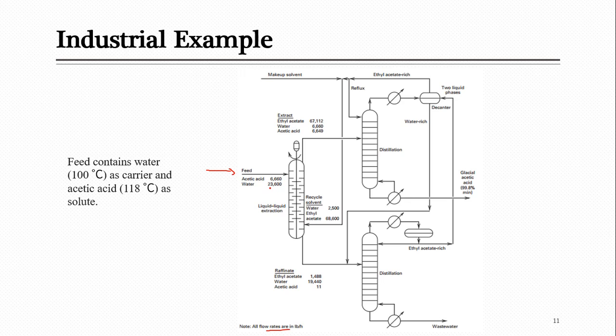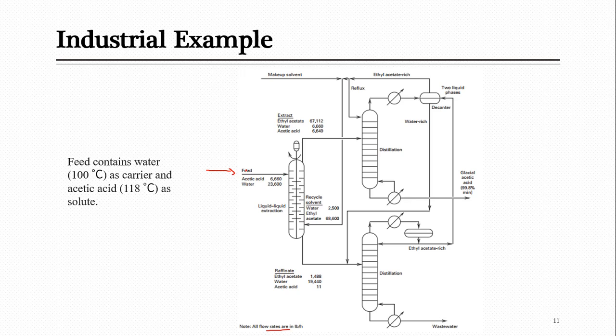Here you can see that water is, I think, 4 times higher than the acetic acid present in this system. Water has a boiling point of 100 while acetic acid has 118. So as we said, when water is present in more than 50% amount, distillation is not a feasible option. You have to go for liquid extraction. Due to this we have brought this system here.